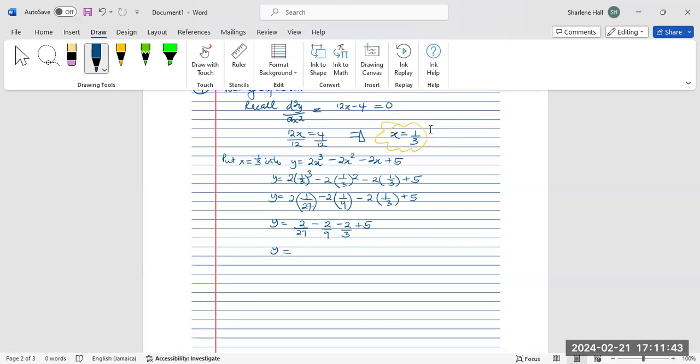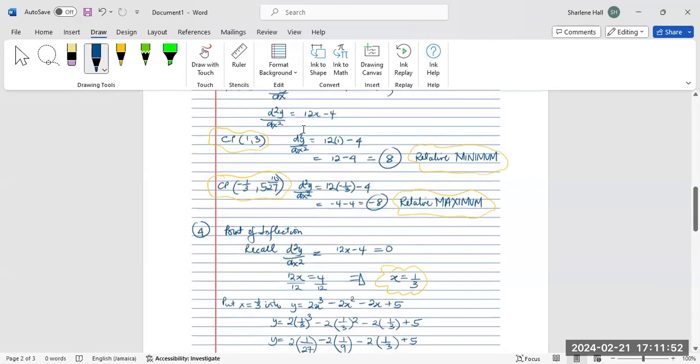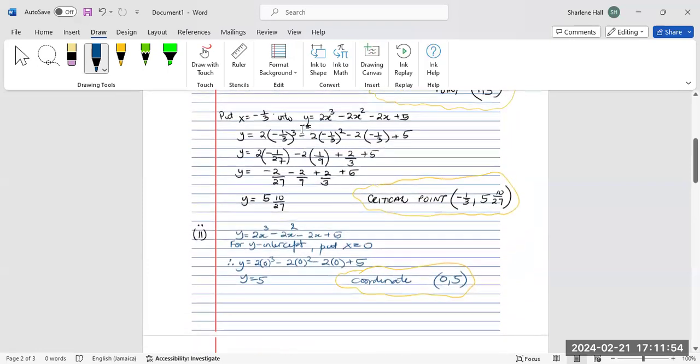Oh, I think I got this part wrong. The 1 and -1, and I got -1/3 and 157/27.